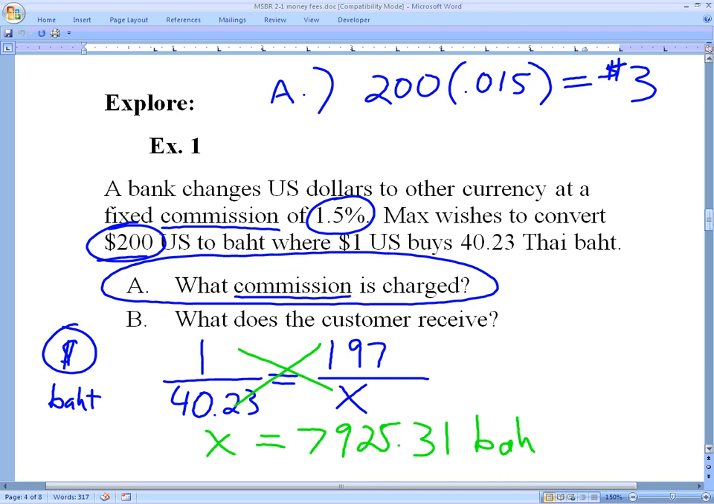Again, we can check because we lined up our US currencies, $1 and the 197, which means our x is baht, and that's what they asked us for as well in the original problem.